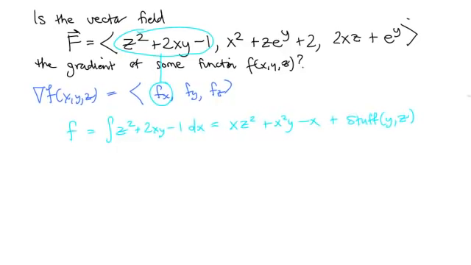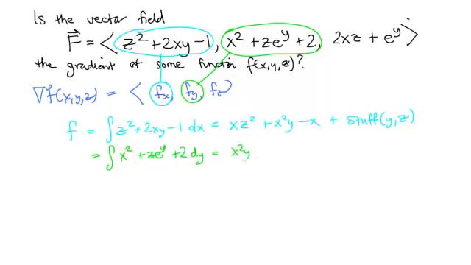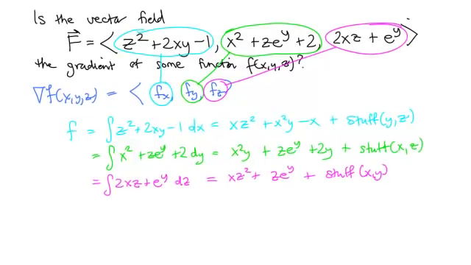On the other hand, if the gradient of f were to match the given vector field, then the second components would have to match. So the partial derivative of f with respect to y would have to be the second component. That means if we integrate the second component, x squared plus z e to the y plus 2, with respect to y, then we would get x squared y plus z times e to the y plus 2y as an antiderivative, plus anything that involved just x's and z's, things that are constant from y's point of view. And similarly, integrating the third component would give us that f has to be xz squared plus z e to the y plus stuff involving only x's and y's.